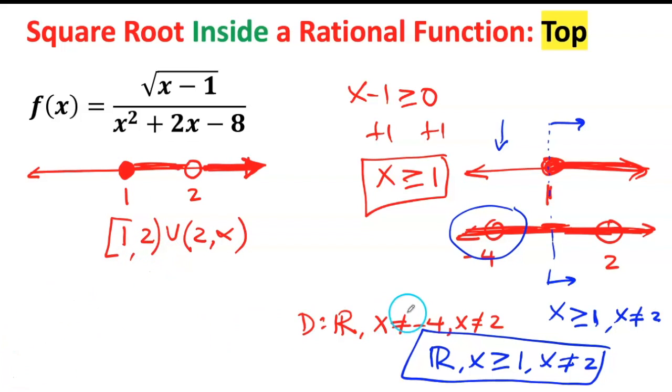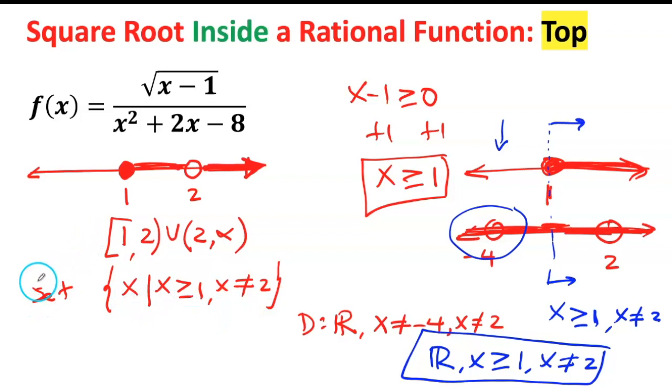If I want to write it in set notation, what I do is I just write x such that, and I bring these inequalities, what I just brought over here. X has to be greater than or equal to 1, comma, but x has to be different from 2. And that's it. This is my set notation, and this is the interval notation.